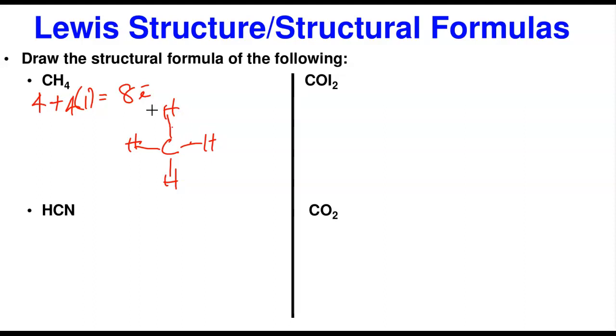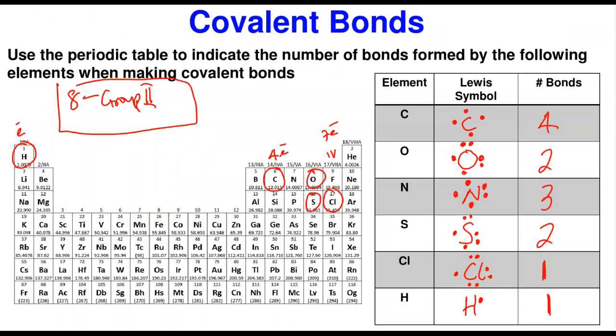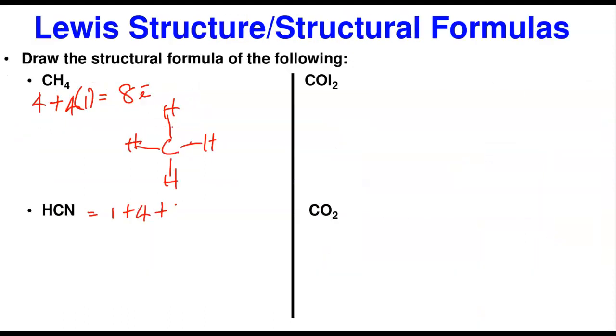Now, let's use that thing I said to do the second one, hydrocyanic acid. In hydrocyanic acid, remember, hydrogen is 1, carbon is 4. Nitrogen is in group 5. You can check that. It's in group 5. So it's going to have 5 electrons in its outer shell. So it's 5. If you add all this, it's going to give you 10 electrons.